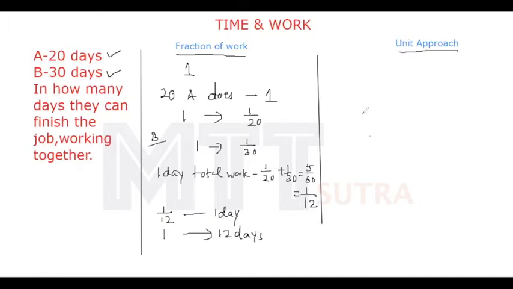Now let us discuss another thing, that is the unit approach. What is it? Unit approach means for the total amount of work you have to take certain units. If it is 20 days and 30 days, ideally you should take the LCM. So the LCM of 20 and 30 is 60. Let us assume that total work is 60. Why have we taken 60? Because it is the LCM of 20 and 30. Now, if total work is 60 units, since A completes the job in 20 days, in one day A will do 60/20 units of work. That is 3 units.